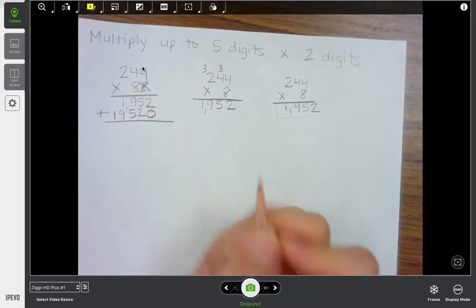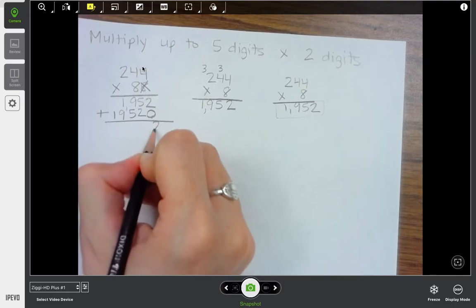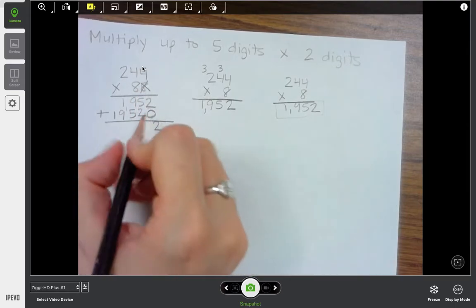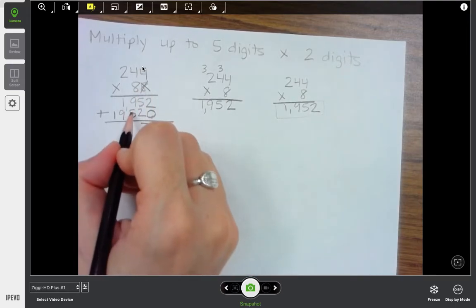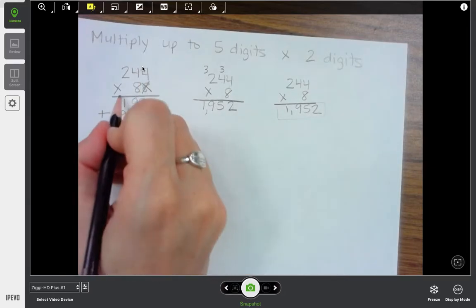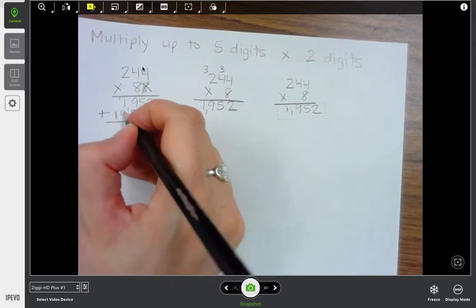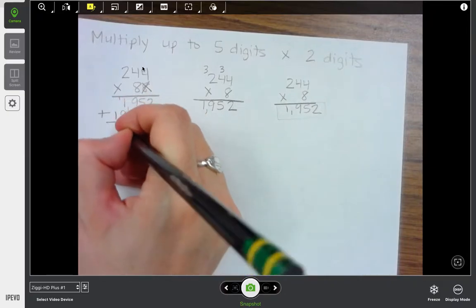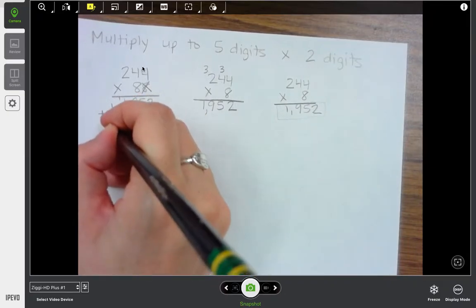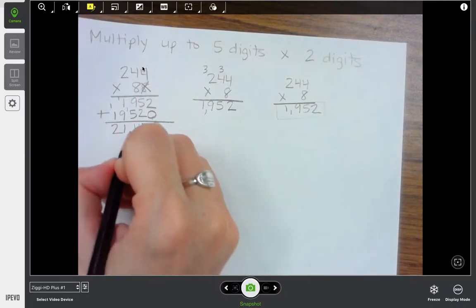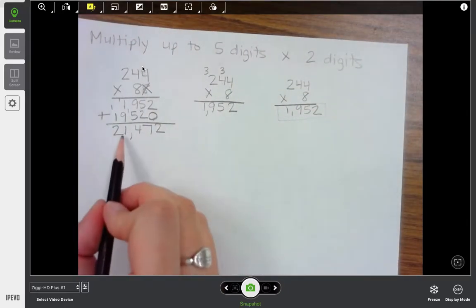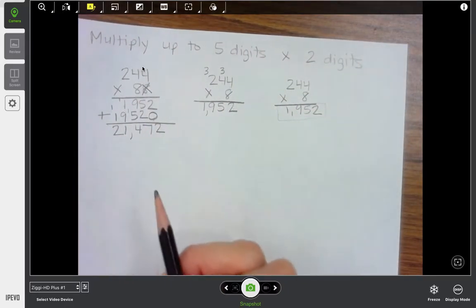I'm going to add them up. 2 plus 0 is 2. 5 plus 2 is 7. 9 plus 5 is 14. Carry my 1. So 9, 10, 11. Carry my 1. And 1 plus 1 is 2. So my answer here is 21,472. Okay?